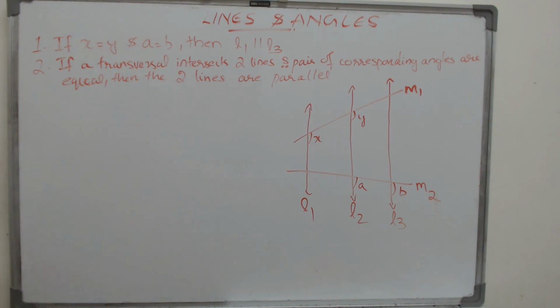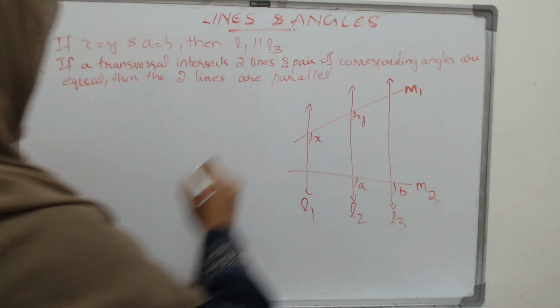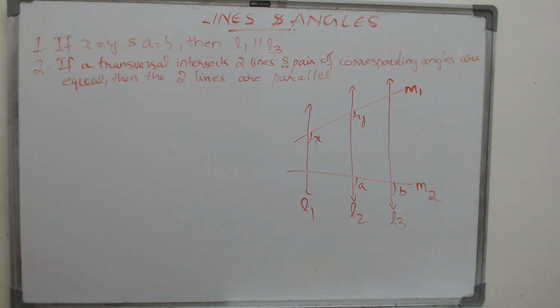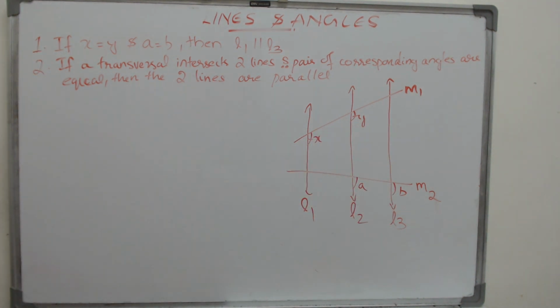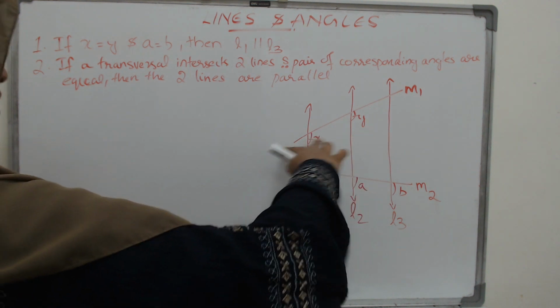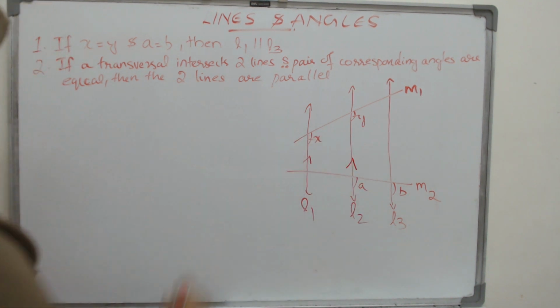Either take a third line, or with the lines you already have, take a transversal and find out more information about the angles that it makes. Now look at the first statement. What is given? X and Y are the same. What are X and Y? X and Y are the two corresponding angles. So if the corresponding angles are equal, that means L1 and L2 are parallel.